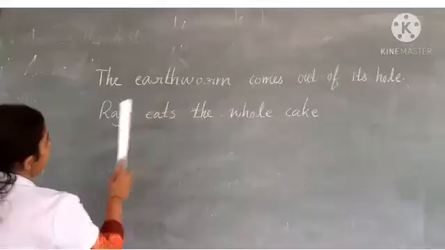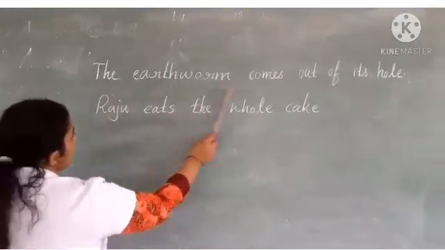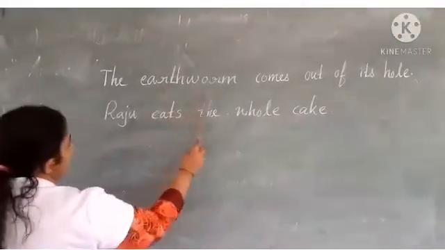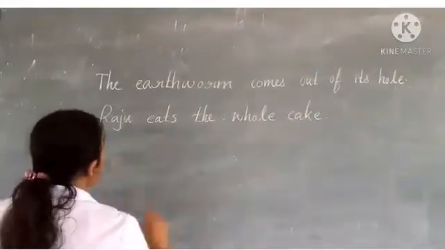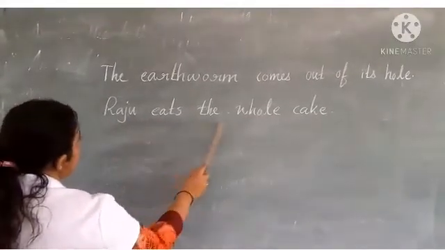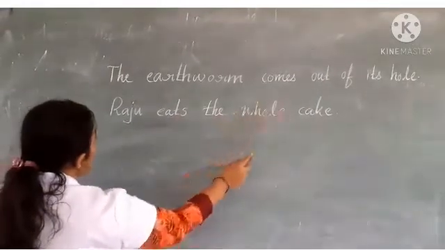Please look at the board. There are two sentences given. The first sentence: The earthworm comes out of its hole. And the second sentence: Raju eats the whole cake.